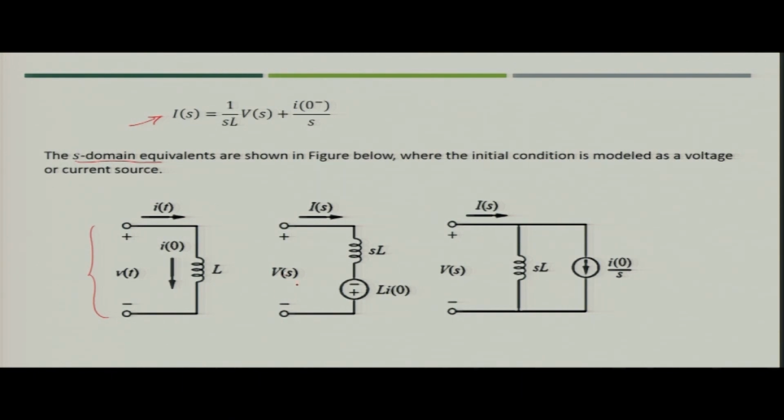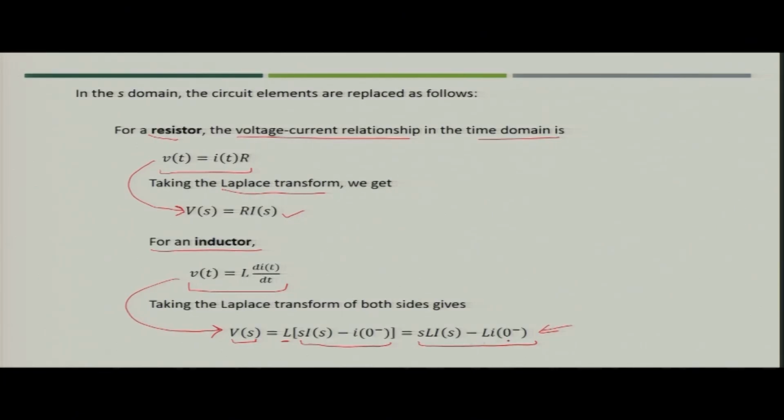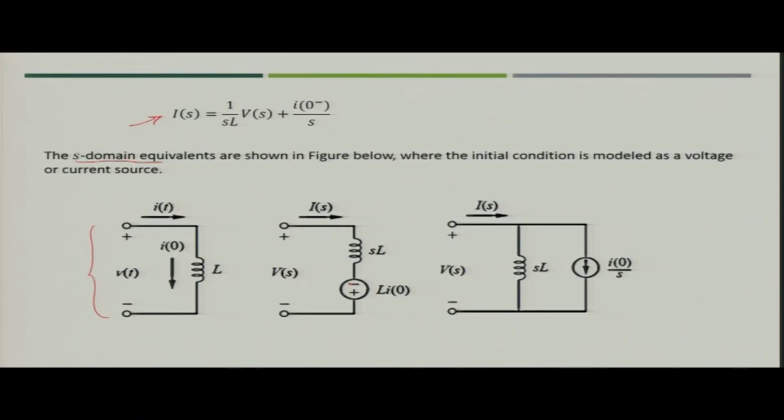Now, for the inductor L, we know that V(s) is nothing but s into L I(s) minus L i(0). So, that is what we got from the Laplace transform. So, with the minus sign added to the L i(0) term, what will happen? To represent the minus sign, the polarity of the fictitious voltage source, that will represent the initial condition for the inductor, will be L into i at time t equal to 0, and the polarity will be opposite.